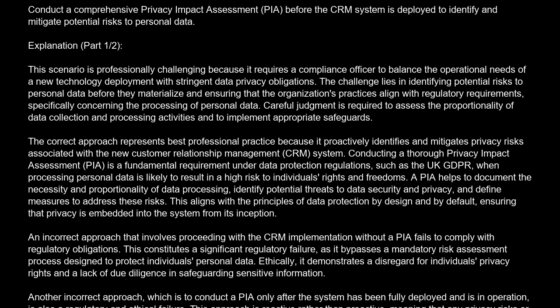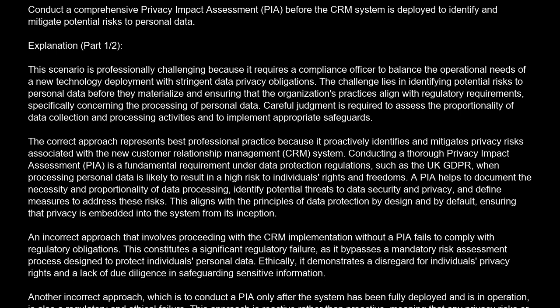The correct approach represents best professional practice because it proactively identifies and mitigates privacy risks associated with the new customer relationship management (CRM) system. Conducting a thorough privacy impact assessment (PIA) is a fundamental requirement under data protection regulations, such as the UK GDPR, when processing personal data is likely to result in a high risk to individuals' rights and freedoms. A PIA helps to document the necessity and proportionality of data processing, identify potential threats to data security and privacy, and define measures to address these risks. This aligns with the principles of data protection by design and by default, ensuring that privacy is embedded into the system from its inception.